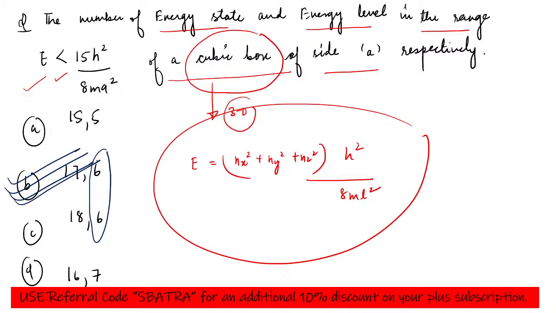Is it clear to all of you? Is this point clear? Right, then how we got 17 states and 6 energy levels. Okay, it's a good question. So this is how you should solve it. There is no need to get afraid of this big question. Just keep solving it, go step by step, with a good state of mind. You can definitely solve this question. I hope this is clear to all of you.